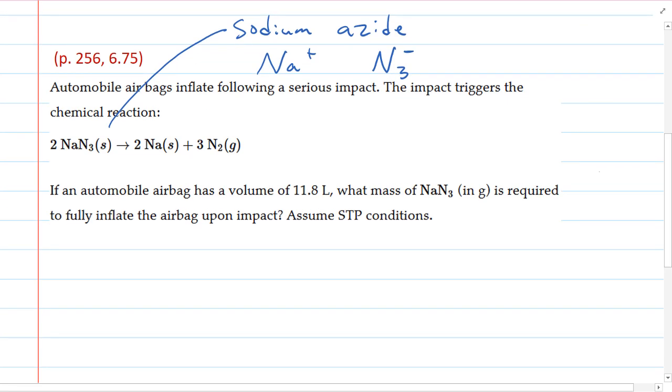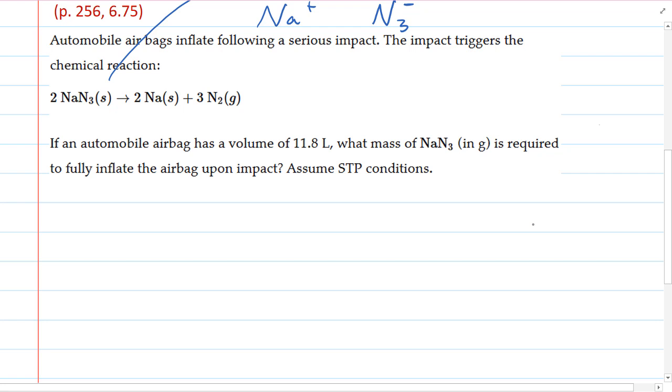So this reads, if an automobile airbag has a volume of 11.8 liters, we'd like to know what mass of sodium azide in grams is required to fully inflate the airbag upon impact. And we'll assume STP conditions. So somewhere at the end here, we want to calculate grams of the sodium azide that is required. So we're going to start with what we know. We know the volume is 11.8 liters. We know that the initial conditions are STP.